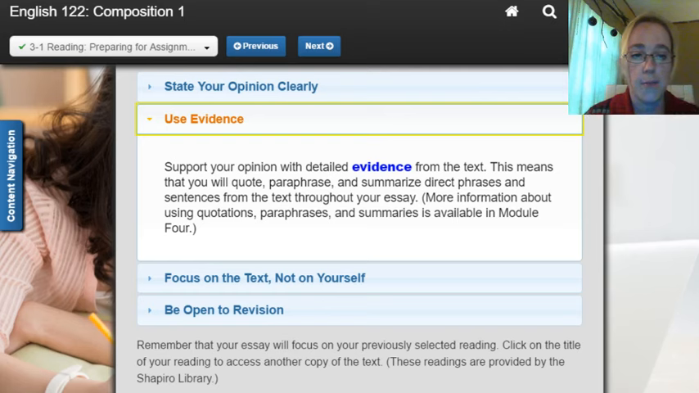You copied it word for word, put it in quotation marks, and you cited it. Paraphrase is when you kind of put it in your own words. It's kind of a retelling, and we still want to cite that as well. And we'll have more information about proper citations coming up.